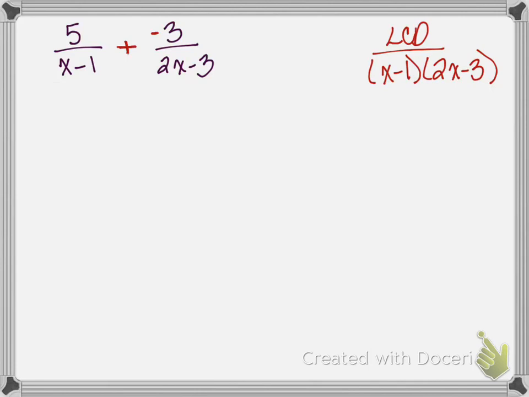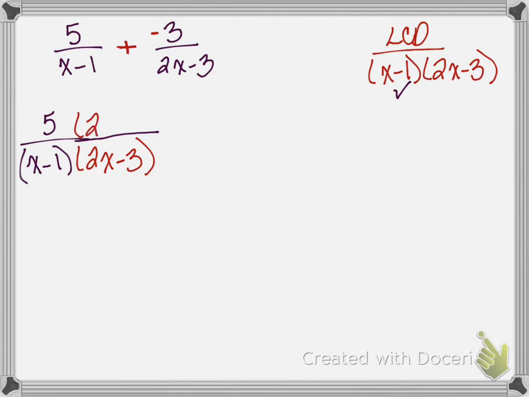So now I've got 5 over x minus 1, okay? What is this missing? So I've got x minus 1 accounted for. What do I not have in this particular one? The 2x minus 3. Excellent. So I've got 2x minus 3. If I multiply the bottom times 2x minus 3, what do I have to do to the top? 2x minus 3, multiply it. Okay. To the 5. Good. I have to do both. I have to multiply both by that.